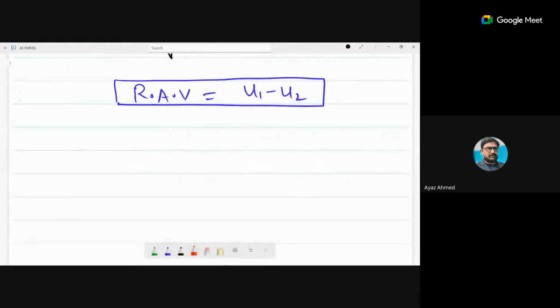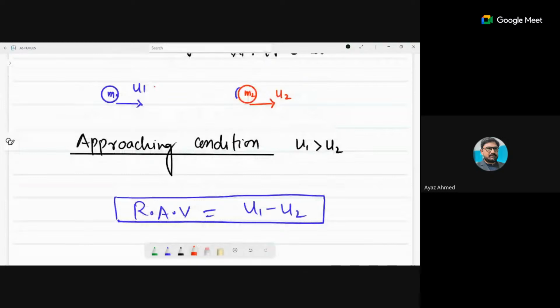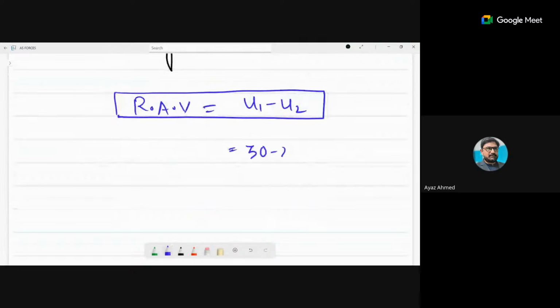In the same way, let's say I have two cars. One car is moving with a speed of 30 meters per second, and the other one is moving with a speed of 20 meters per second. Then the relative approaching speed would be 30 minus 20, which is 10 meters per second.